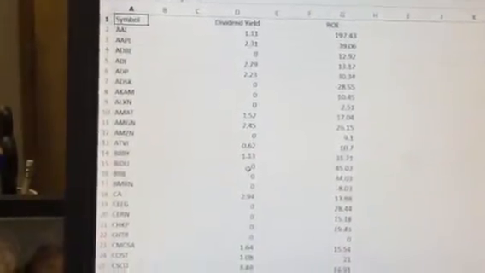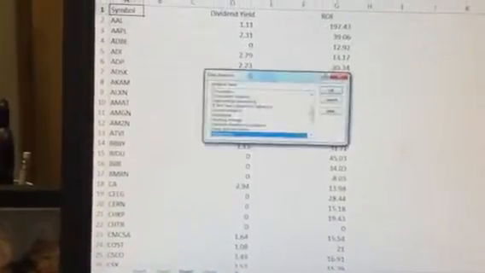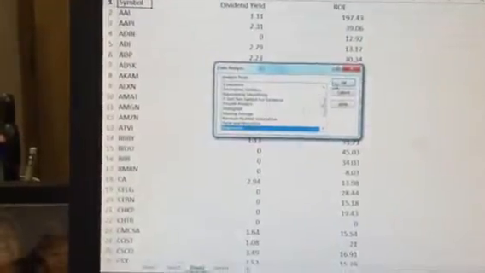I'm going to argue that there is a positive relationship between the dividend yield and the return on equity. So I'm thinking that the test will show that the higher the dividend yield is, the higher the return on equity. So let's test it. Go to data, data analysis, run the regression test.